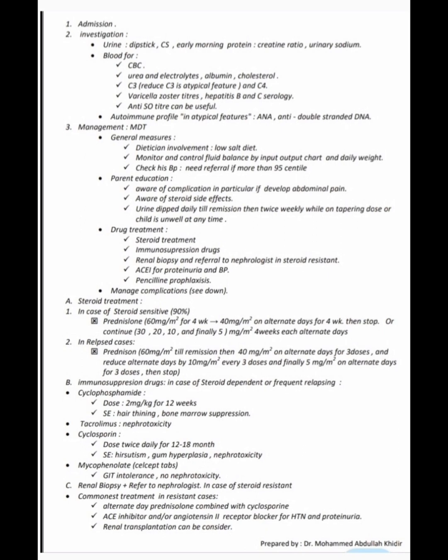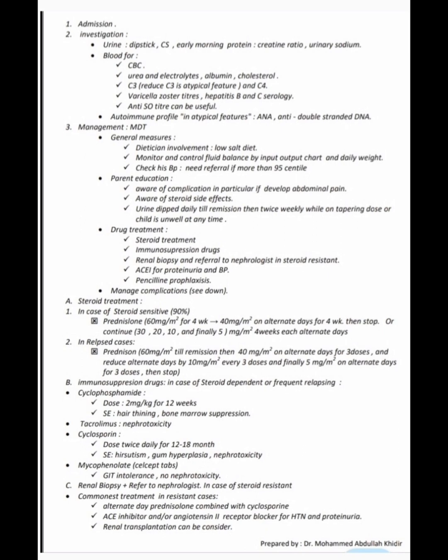Tacrolimus we give, and tacrolimus causes nephrotoxicity as a side effect. Cyclosporin, given twice daily for 12 to 18 months, and side effects are hirsutism, gum hyperplasia and nephrotoxicity. Mycophenolate, that is CellCept tablets. What side effects does it cause? GIT intolerance and no nephrotoxicity.